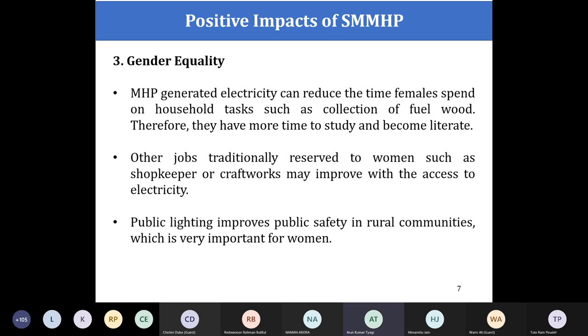A lot of women have skills to do some household jobs like knitting, crafting, so they can use their skills after getting electricity from the micro hydro plant. Public lighting improves public safety in rural community. This is the main major benefit or positive impact that women are getting after installation of micro hydro projects in a village.